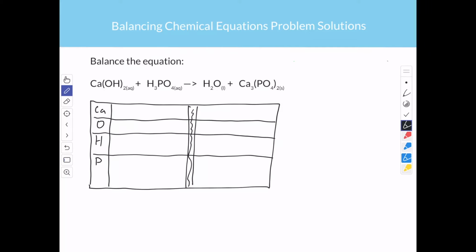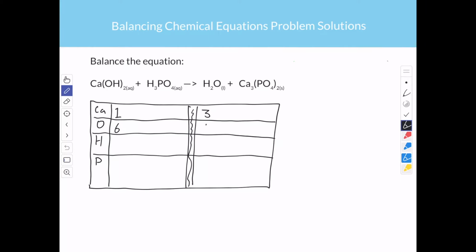So our calcium, we only have one calcium on the left. Calcium on the right, we've got the subscript 3 telling us we have 3. Oxygens. Remember, this 2 tells us we have 2 of this entire group. So 2 oxygens plus the 4 is 6. Oxygens on the right. One of these groups has 4, so 2 of them gives us 8 oxygens, plus the one here is 9.